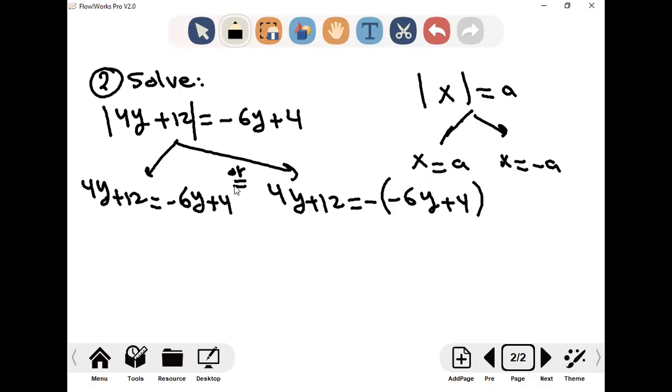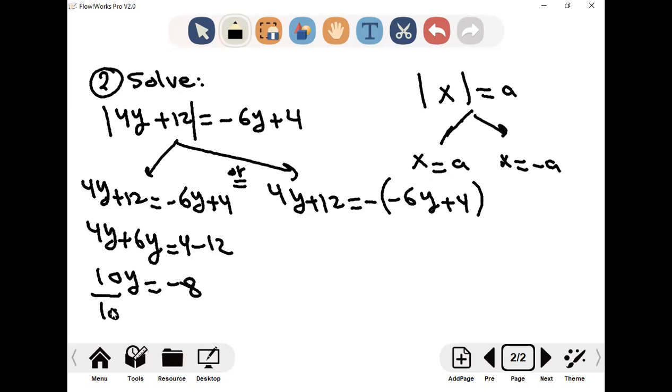Absolute value can be positive, can be negative. If it's a number there, for example, 8, then 8 or negative 8. For an expression, make it the same and put negative with parentheses. Don't forget that. Now simplify each part of them. Here we have variables on both sides. Put the variables on one side, put the numbers on the other side. So here 4y plus 6y equals 4 minus 12, right? Now here 10y equals negative 8.